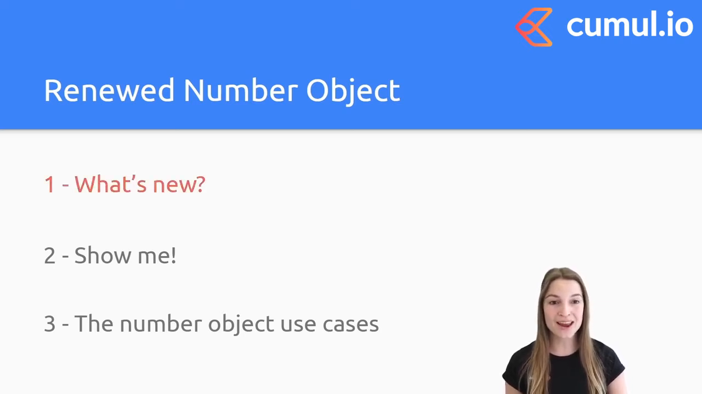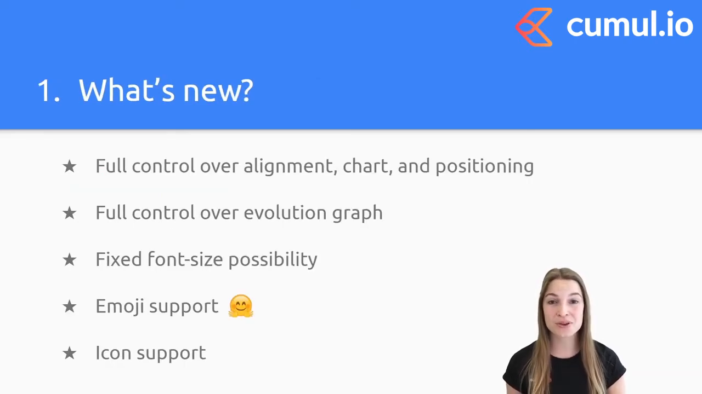So what is new in the number object? I think first of all, our development team did a really great job, because now you can really fully customize the layout of your number object. You can have full control over the alignment and the positioning of the different pieces of the puzzle. Next to that, you also have full control over the font size of the number and the size of the title as well. So you can really fix it so it won't change anymore depending on the size of your number object.